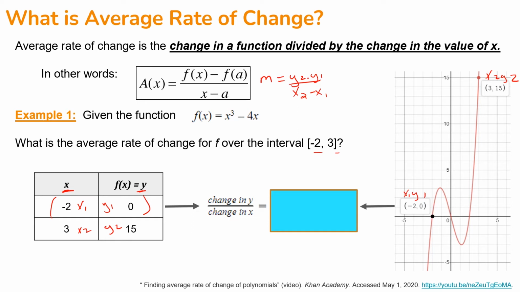And so our change in y values would be 15 minus 0, and our change in x would be 3 minus -2. That simplifies to 15 over 5, which reduces to 3. Again, similar to using the slope formula, it doesn't matter what you label x2, y2, x1, y1, as long as the values are corresponding, you're going to get the same answer.